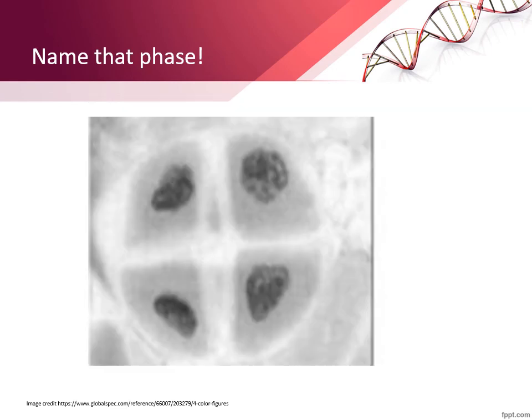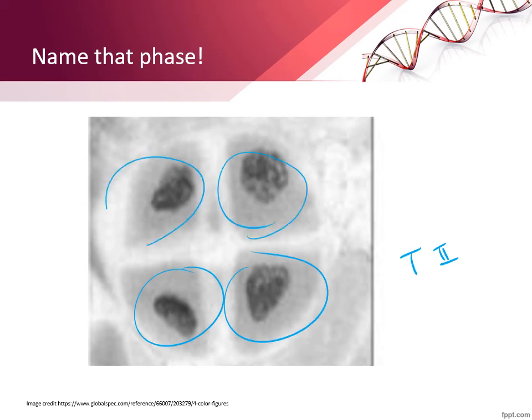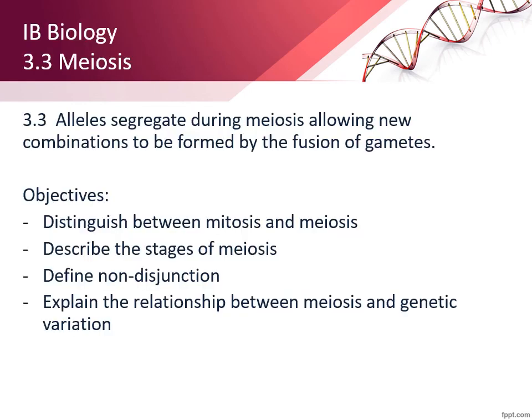All right, our last practice phase, what do we like? I hope you are thinking telophase 2. We have 1, 2, 3, 4 cells, 4 gametes formed. Telophase, cytokinesis have both happened. Telophase 2.